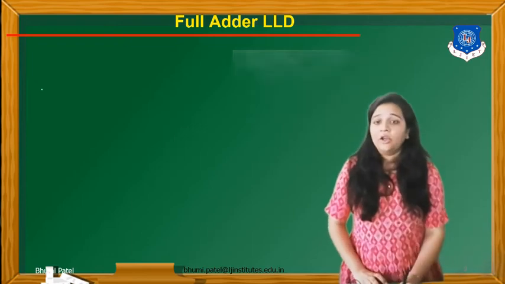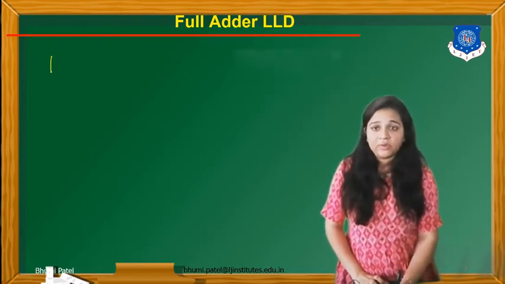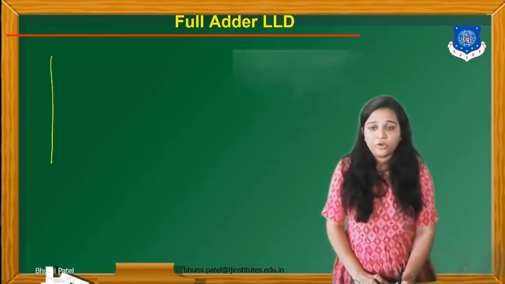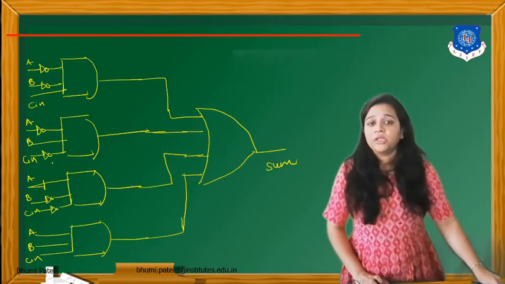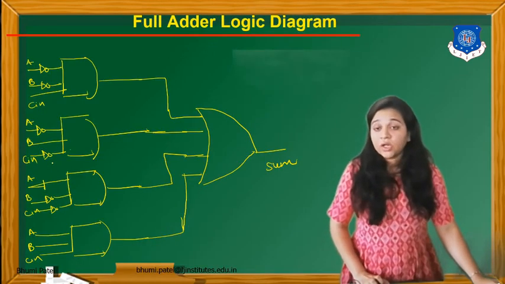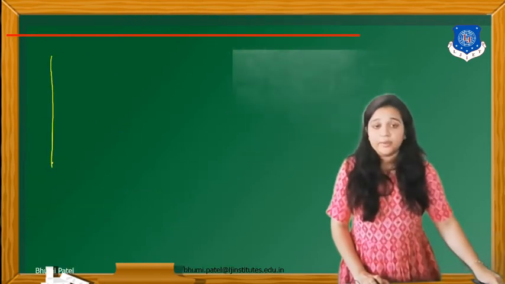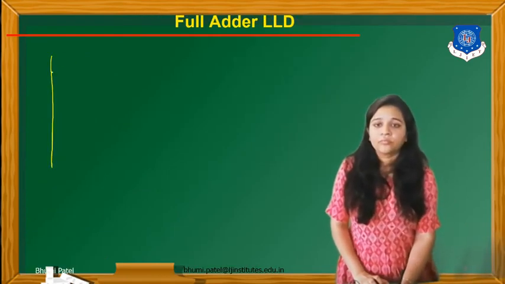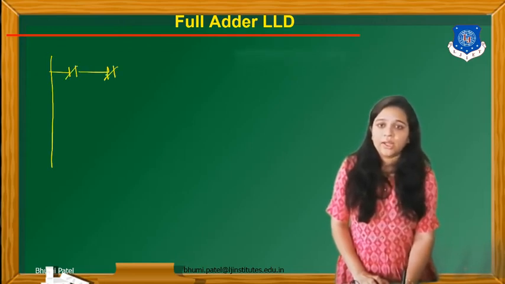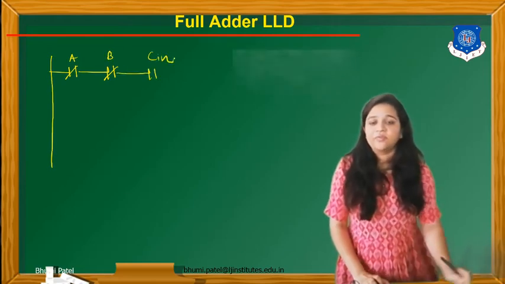So in the ladder logic diagram, here we have three inputs. So first of all, what is the condition for the sum, A bar B bar into C in? So we can write here A bar, it is a normally closed contact. Again B bar, so normally closed, and C in normally open. So this is my first condition.